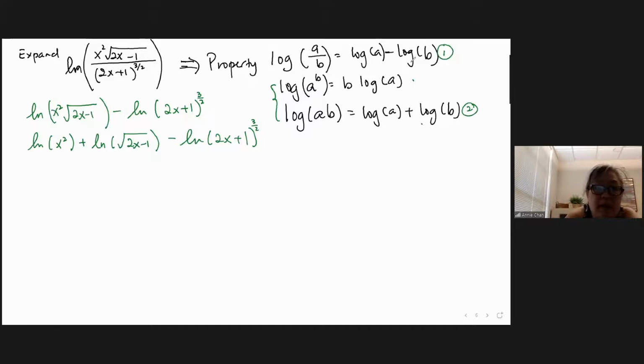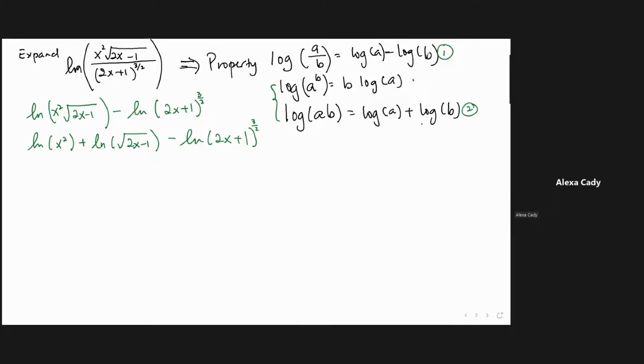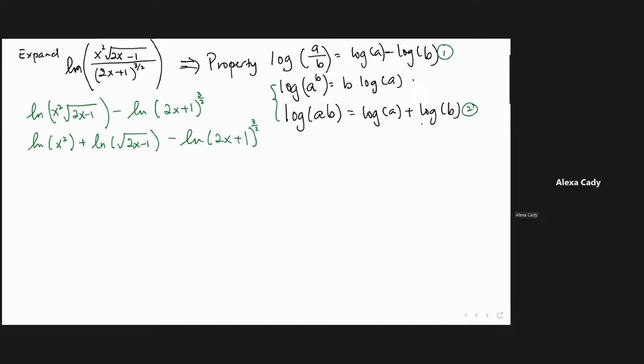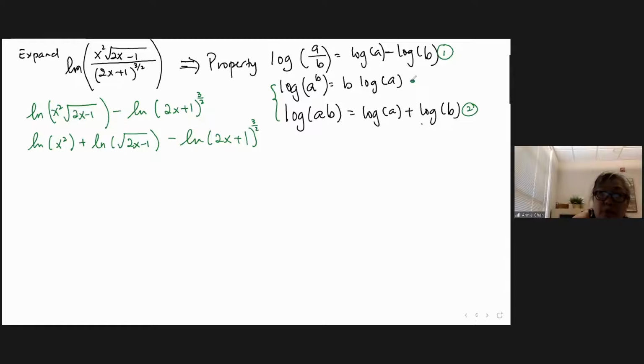Then does it mean that I'm going to do this one now? Or is there something else that I need to do first? Do you need to bring the exponent to the front of the 2x plus 1? This one here? Don't you need to bring that to the front? So it's like 3 over 2 natural log of 2x plus 1? So that's my question. Do I go into this property now, or do I need to do something before I go to this property?